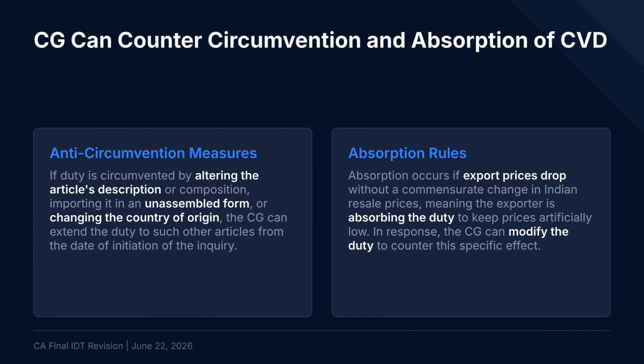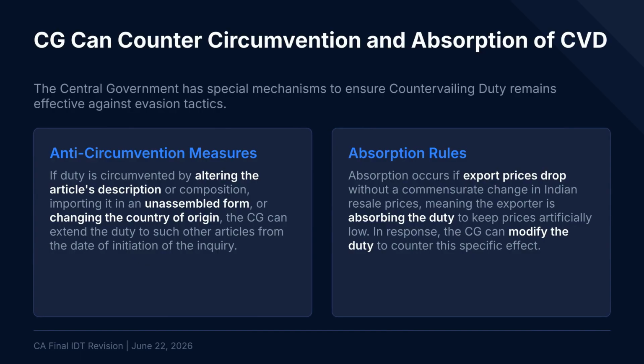Foreign exporters sometimes attempt to avoid countervailing duty through clever methods. This is known as circumvention. Examples include changing product descriptions, altering composition, importing goods in unassembled form, or routing goods through another country. To prevent such practices, the central government can extend the duty to these altered products. Another issue is absorption, where exporters reduce their prices to absorb the impact of duty and keep market prices unchanged. In such situations, the government may modify the duty to restore its effectiveness.